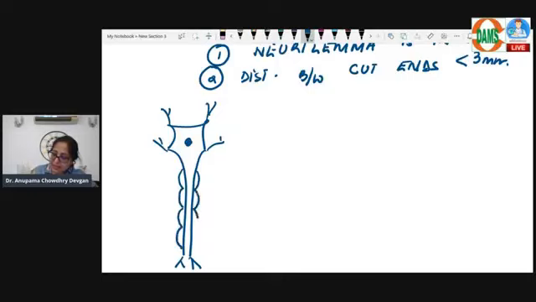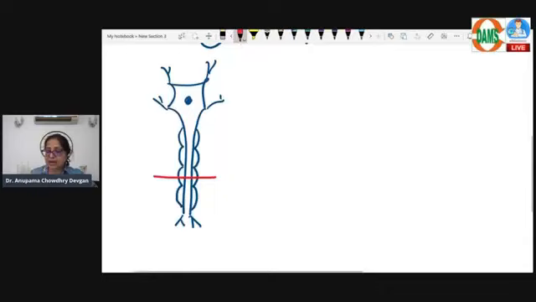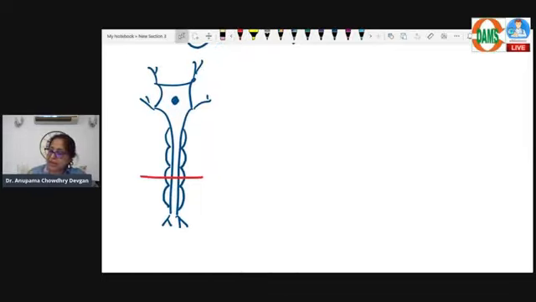Let's say there is a cut injury over here. Now, how do we describe the changes which are going to happen? What is going to happen in a degeneration? Let's first see what are the changes in the cell body.